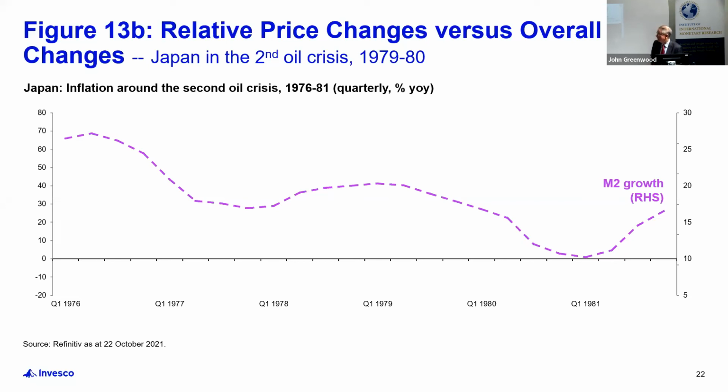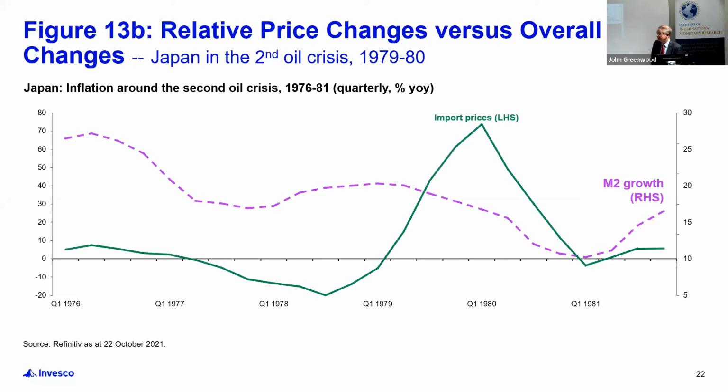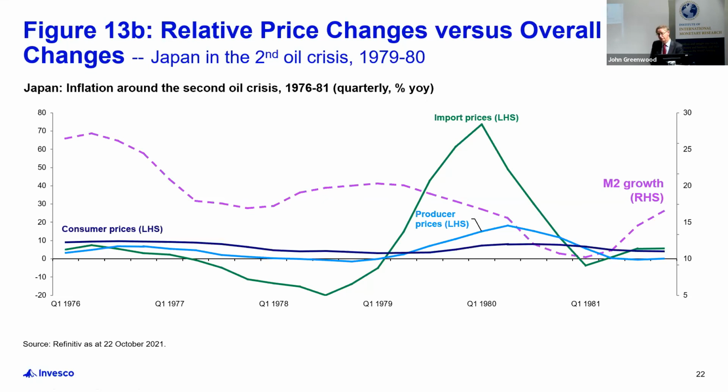OPEC raised prices again in 1979, and Japanese import prices this time again rose by about 70%. Japan was importing all its oil and gas, all its fuel needs. Producer prices rose somewhat less. They're a wider index because they include all kinds of other things as well. They only rose by about 20%. And then consumer prices only rose by 8%.